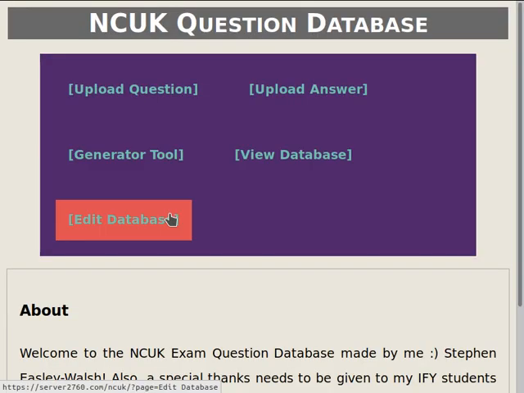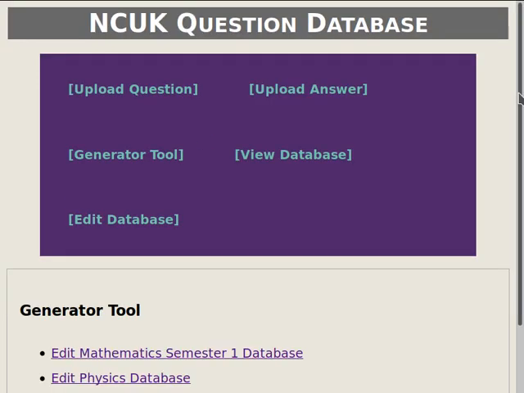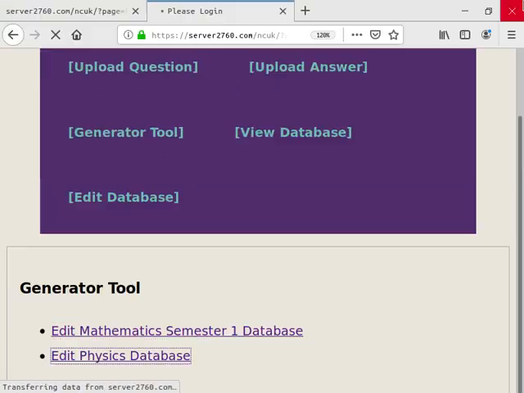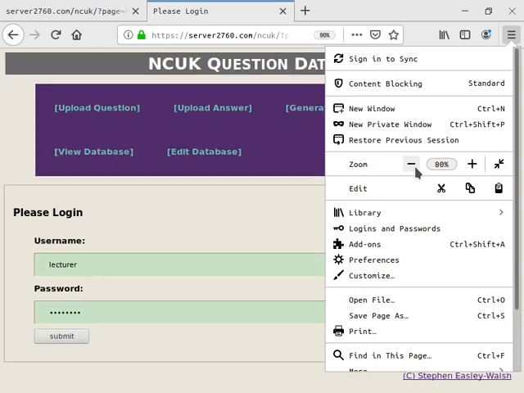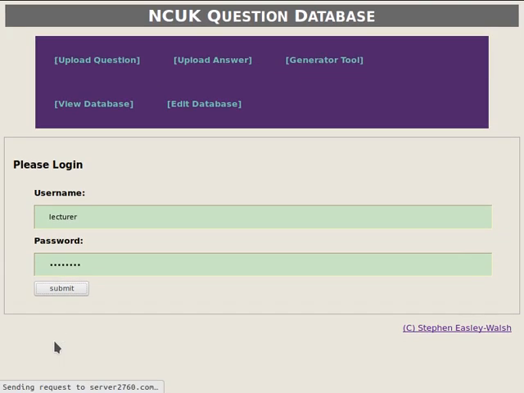So edit database. Edit physics database. Okay, can you just tell me please the first ID number of the first question we need to delete? 290.